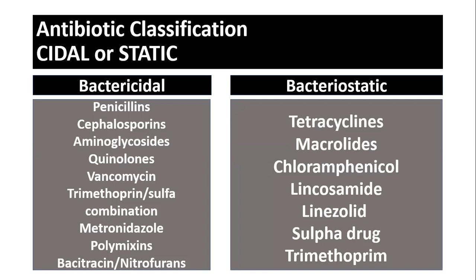Bacteriostatic antibiotics, since they prevent the bacteria from dividing, cannot be given in bacteremic situations, except two antibiotics. These are macrolides, that is azithromycin, which is given in Salmonella typhi bacteremia, that is enteric fever, while linezolid is given in case of vancomycin resistant enterococcus bacteremia. The rest of the bacteriostatic antibiotics are not given in bacteremic situations.